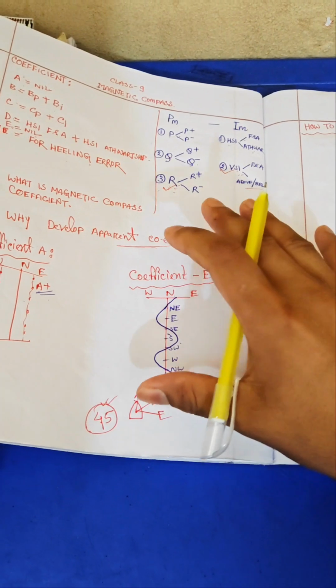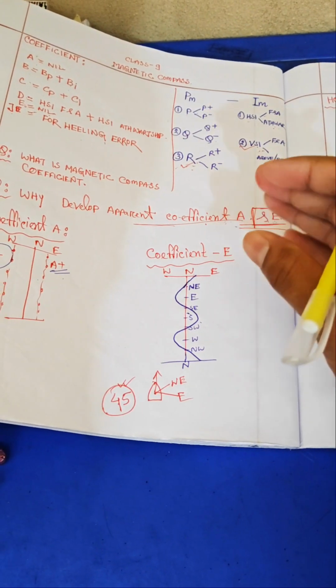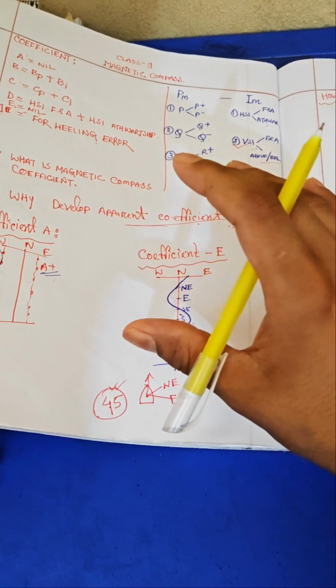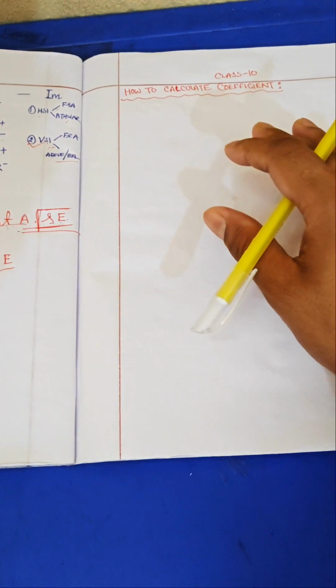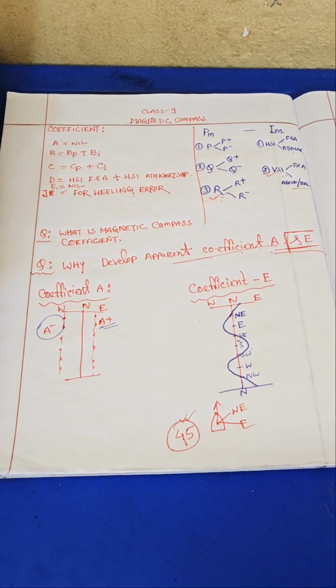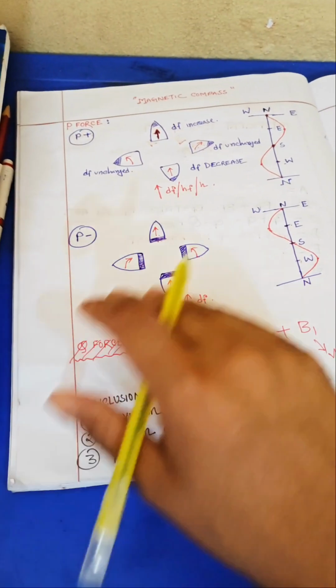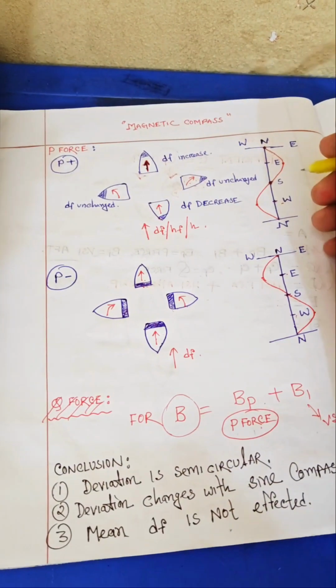If you check all my previous videos on the magnetic compass, I think you can understand how this coefficient comes and how to calculate it. This one I will discuss today, guys. Before that, viewers, you have to understand a little bit about the P force. I'm discussing some more basics.